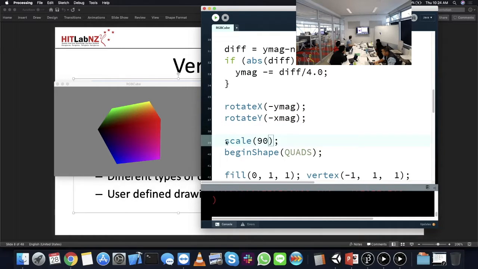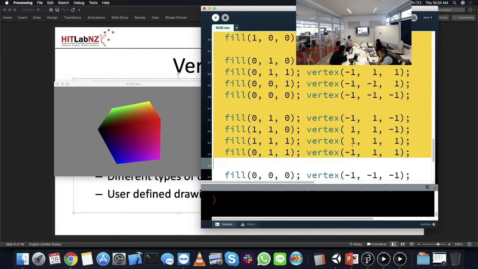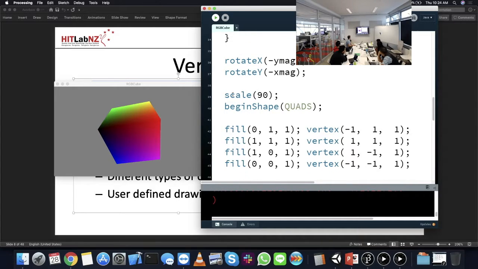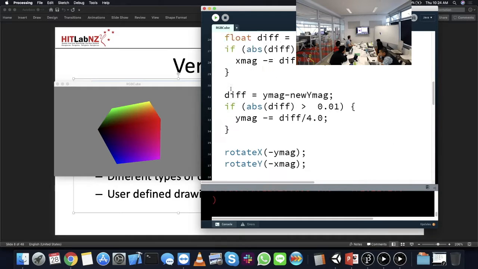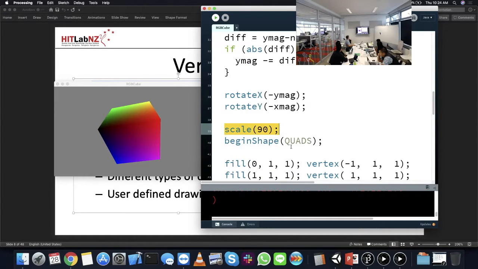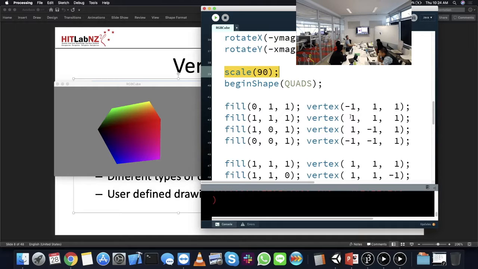Then we use the scale function, so that's just going to scale up everything by 90. So when we see the value 1 or -1, it's effectively 90 or -90. The reason I've done the scale to 90 and the color mode to 1 is that way when we draw our cube, it's nice and easy. Everything's just 1s and -1s. And I can probably draw this one on the board actually, because this is a little bit simpler.